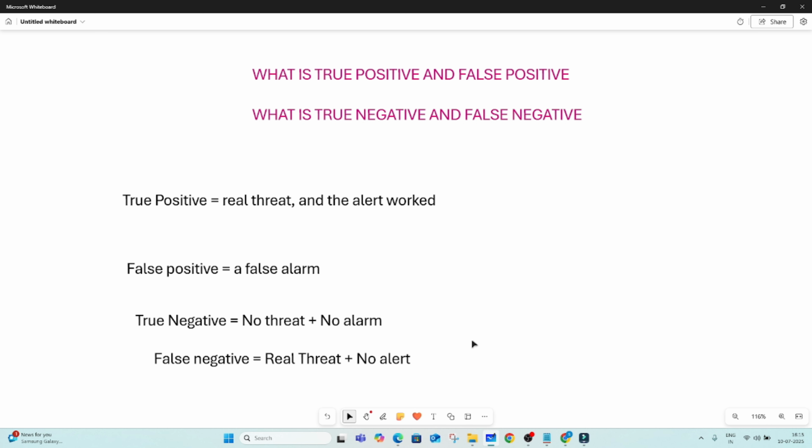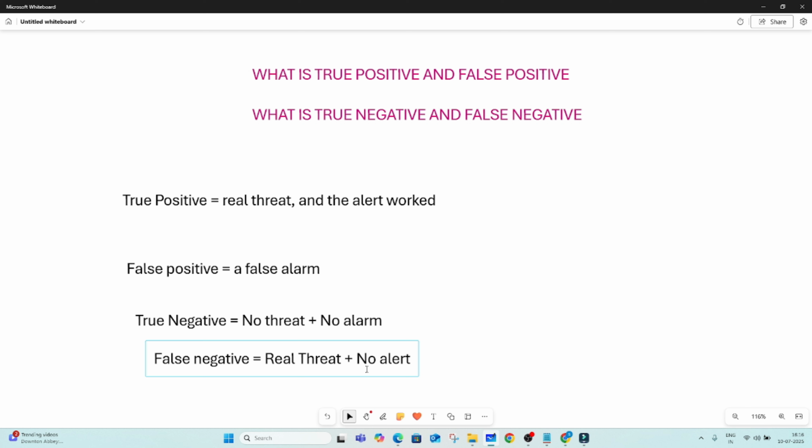In cyber security, it's just like that camera. Security tools raise alerts when they detect something suspicious. So in true positive, an attack happened and the alert was raised. In false positive, there is no attack, but an alert was raised, so we can close it as a false positive. True negative means there is no attack, so there is no alarm. False negative means an attack happened, but there is no alert. This is very dangerous.